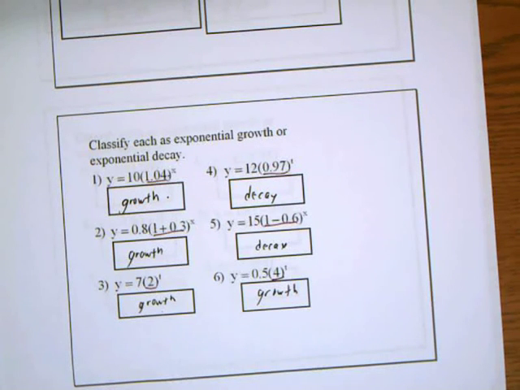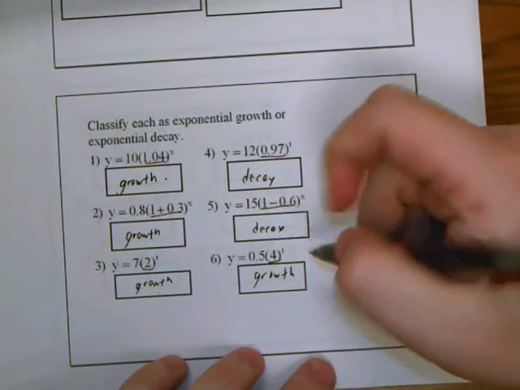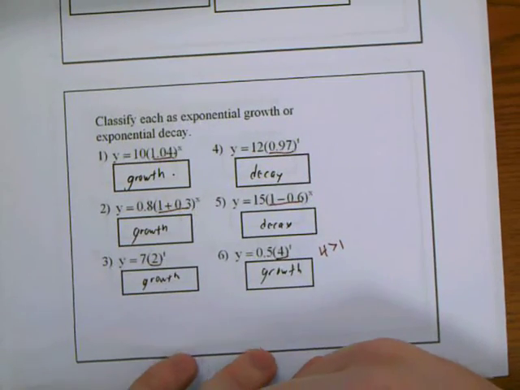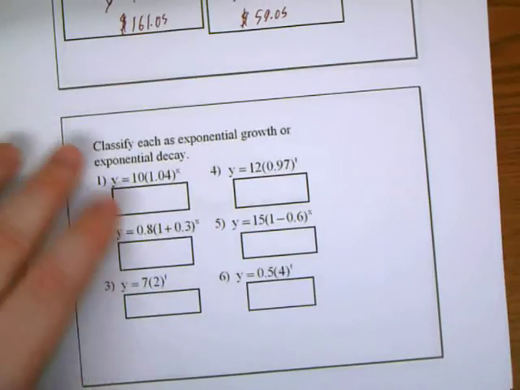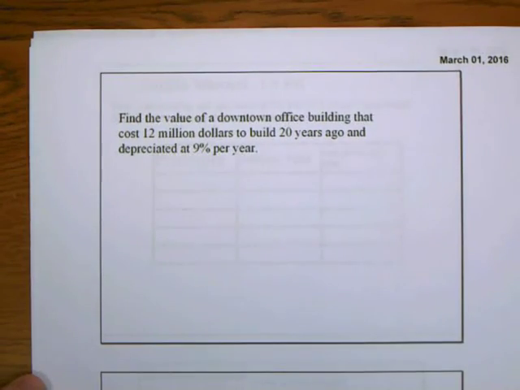Decay, 0.97, that means we would have had to subtract something from 1, so we know it is decay. On 5, we can see the subtraction straight out there and know that it's going to be decay as well. And finally, 6 is going to be growth because that 4 is greater than 1. So hopefully you can tell the difference between growth and decay now.